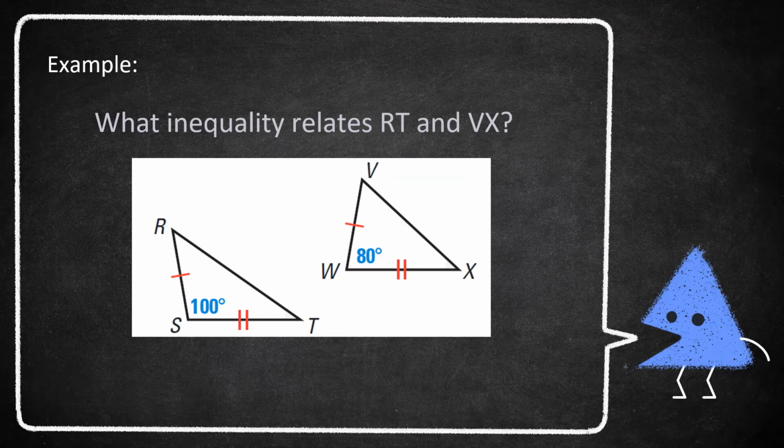For example, what inequality relates RT and VX? So let us see. RS is congruent to VW. ST is congruent to WX. And angle S is greater than angle W. Remember that in the Hinge theorem, opposite the larger angle is the longer side. So therefore, we have RT is greater than VX.